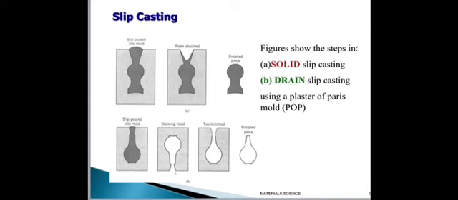So how about solid casting? Solid casting is to produce solid products. Adequate time is allowed for the entire body to become firm. First step, slip is poured into the plaster of Paris mold cavity. Next, water is absorbed into the plaster mold and the green cast is built.